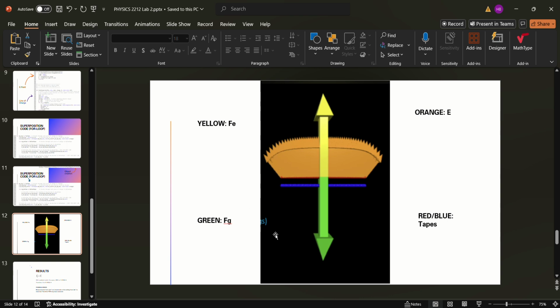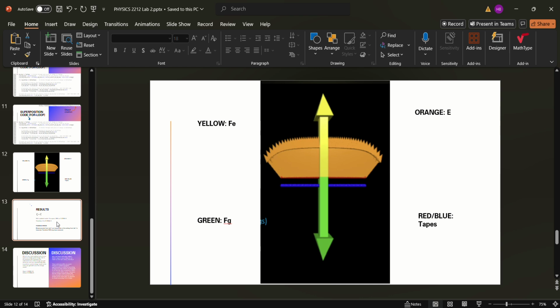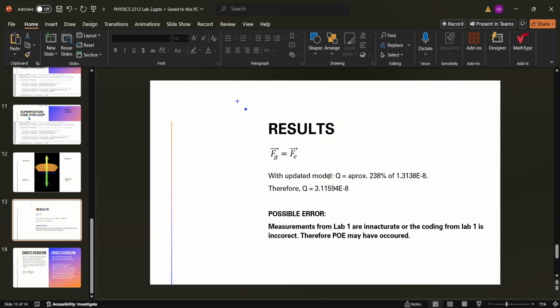And the red and blue is just the tip. So they shoot up into the air at different points. You can see it's not equal like we assumed in the first lab. And the results, basically what we said before, it's 238% of the original, and it's 3.11594 e to the negative 8. So there's some possible error. Mainly our measurements from lab 1 are inaccurate, or the coding from lab 1 is incorrect. That would cause error and cause the whole thing here to not be accurate at all.